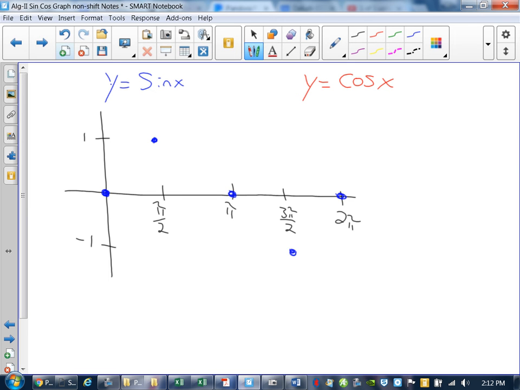So if my a value was positive, I'd move up. If my a value is negative, I'd go down. That's it. And then I would just oscillate through. Sine always starts at 0, goes to a, opposite it, and then goes back to 0, and so on.